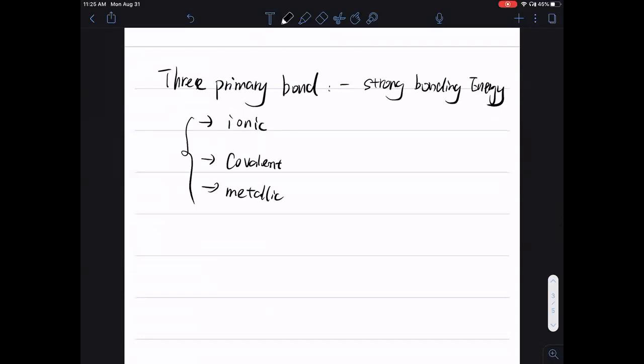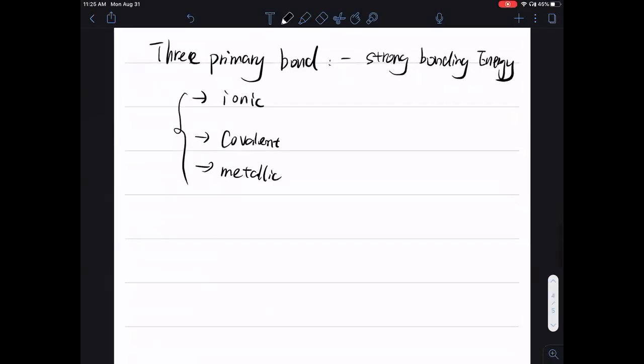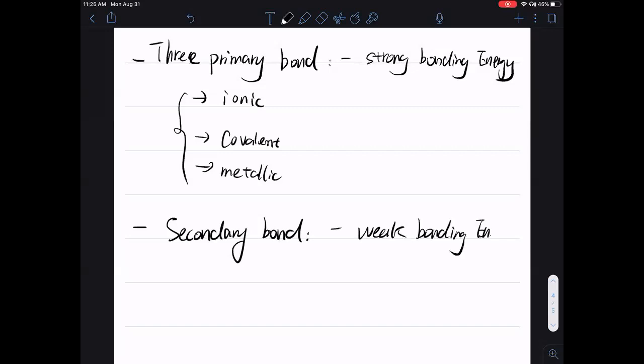Since we have primary bonds, of course, we have something called secondary bonds. The secondary bond is weak and has weak bonding energy. Then we're going to talk about those three different types of primary bonding in detail. But before we talk about that, let's watch a video together.